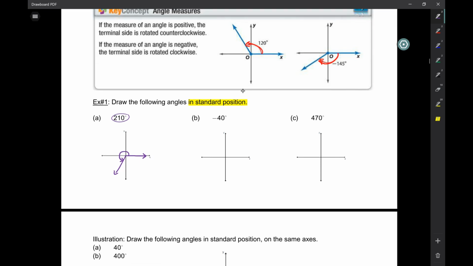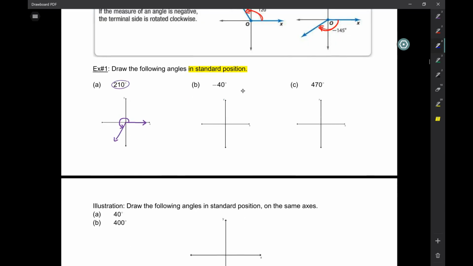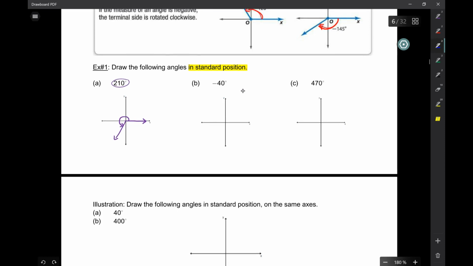These are ones where I would expect that you are gaining a lot of free points. So please, please, please, let's be careful with all of this. All right, so it's important for us to be able to draw this and then to very quickly identify the quadrant in which our terminal side lies.